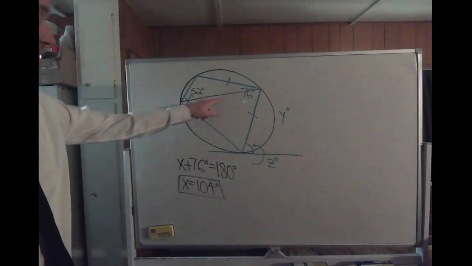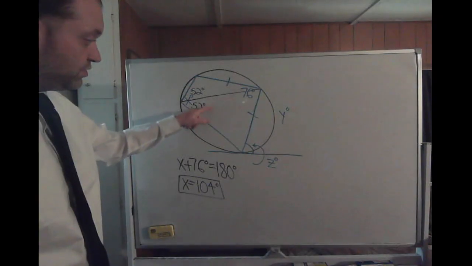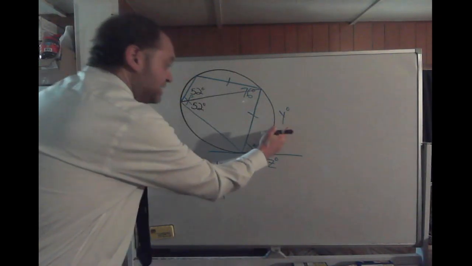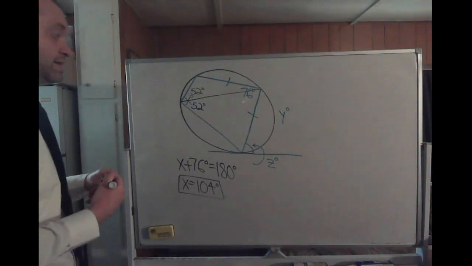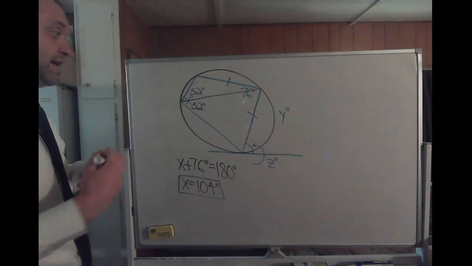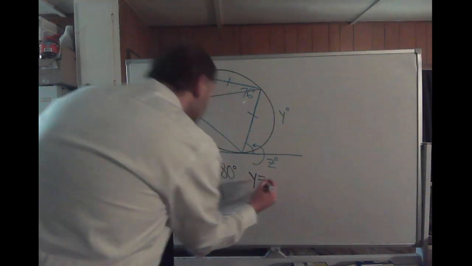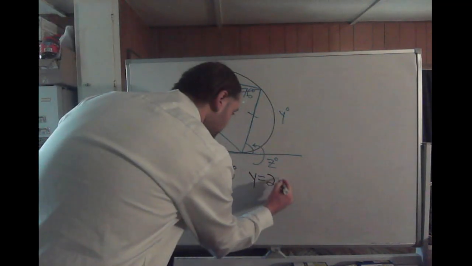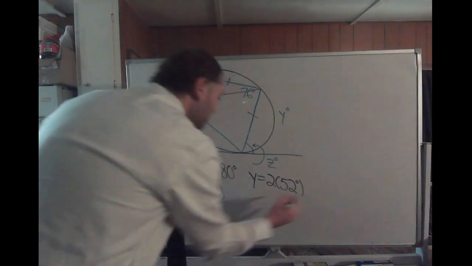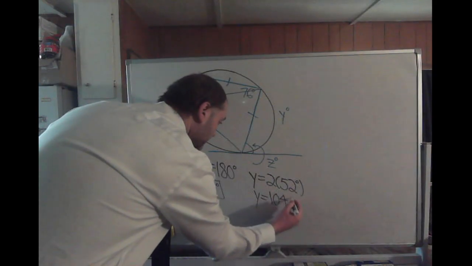Now, if we look here at this inscribed angle, the 52-degree angle down here, it perfectly intercepts the y degree arc, doesn't it? To find the arc, you're going to take double the inscribed angle. So y is going to be equal to 2 times 52 degrees, which would give you that y is equal to 104 degrees.